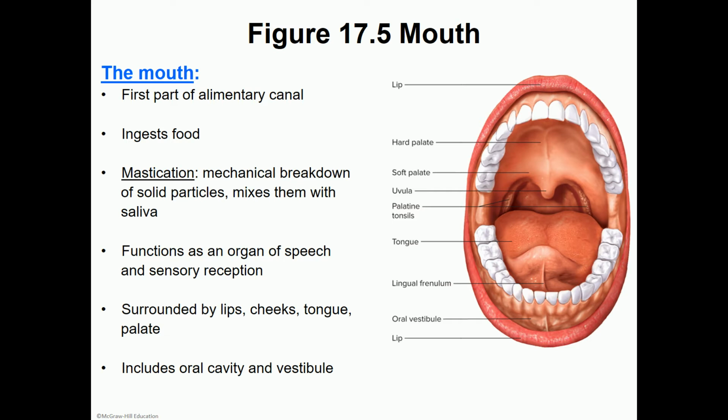But remember that the mouth has other functions besides just related to eating and digestion. It is an organ of speech. Okay, it also has taste buds, so it is a sensory organ as well for special senses. The oral cavity is surrounded on the sides by the cheek and at the orifice or the entrance by the lips. And the mouth includes the oral cavity and the vestibule. The vestibule is that area between the lip and the gums.